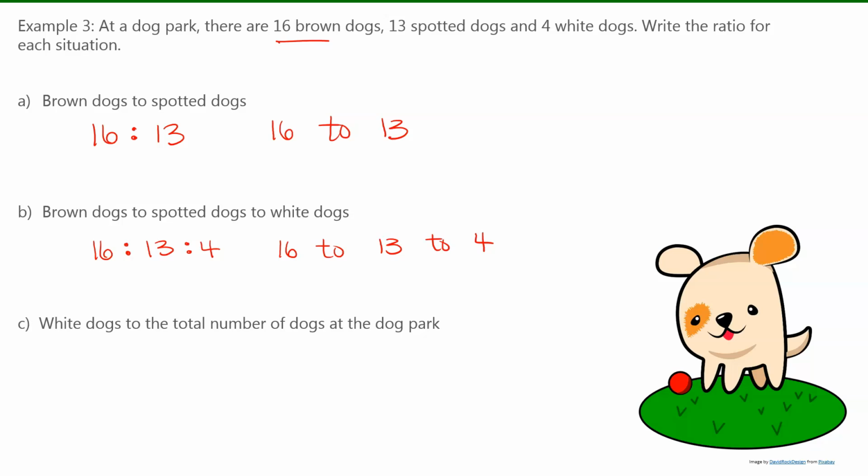And if we want to find the ratio for the number of white dogs to the total number of dogs, then we would first have to find the total. So 16 plus 13 plus 4 gives us a total of 33. So I take the number of white dogs, which is 4, and write a ratio to compare the total number of dogs at the park, so to 33. We could also write 4 to 33. And for this one, we could write a fraction because it's a part-to-whole ratio. So we could say 4 out of 33. If I wanted to take it a step further, I could change that to a percent, and then that would give me the number of white dogs in the dog park as a percentage.